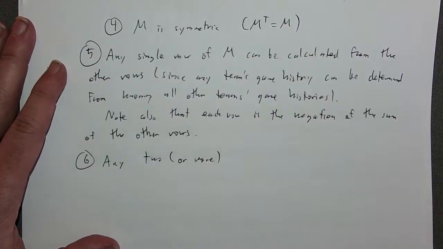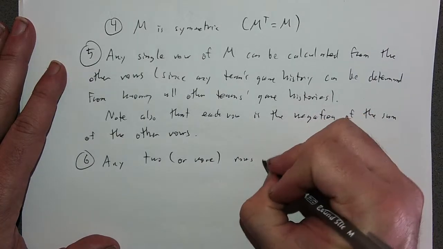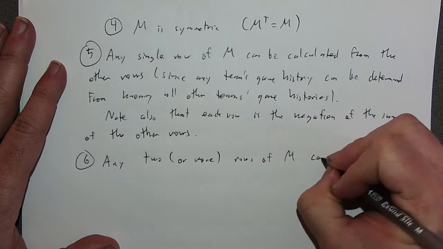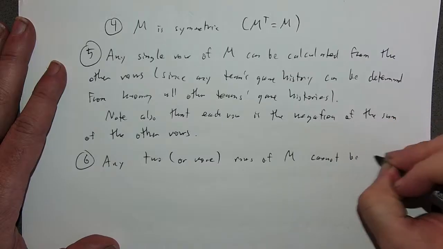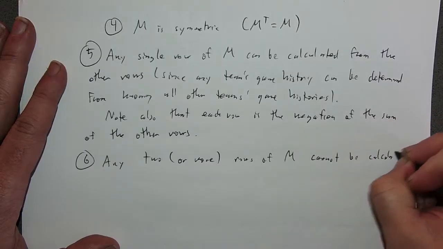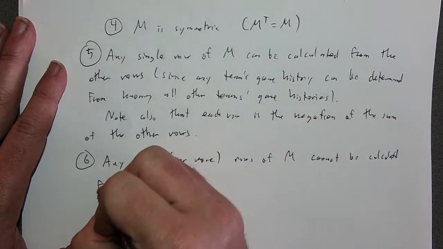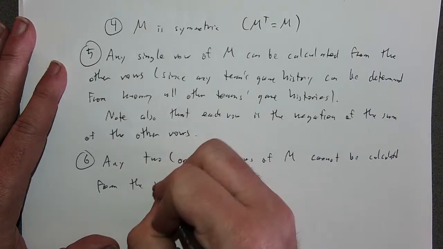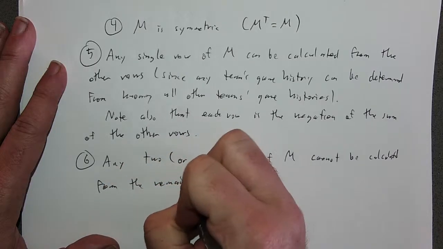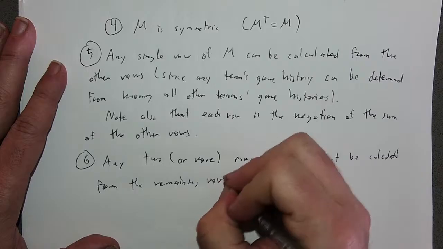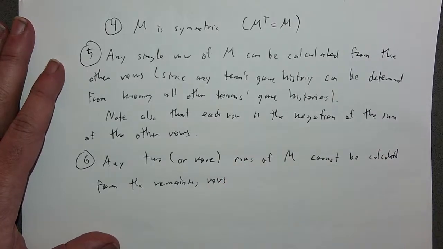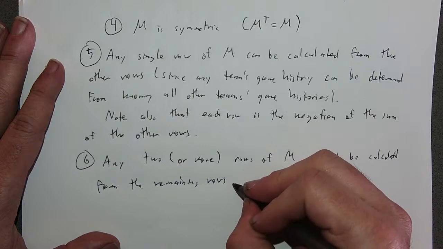Any 2 rows of M cannot be calculated from the remaining rows because it is impossible to know how those 2 teams performed without knowing something about at least one of them. Right?